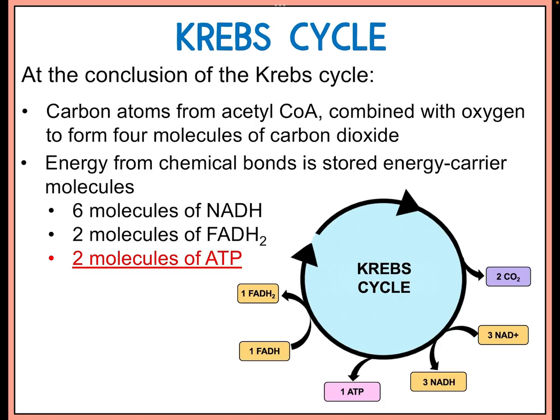At the conclusion of the Krebs cycle, carbon atoms from the acetyl-CoA combined with oxygen to form 4 molecules of carbon dioxide. The energy from the chemical bonds is stored in the energy carrier molecules. So at the end of the Krebs cycle, we have 6 molecules of NADH, 2 molecules of FADH2, and 2 molecules of ATP.